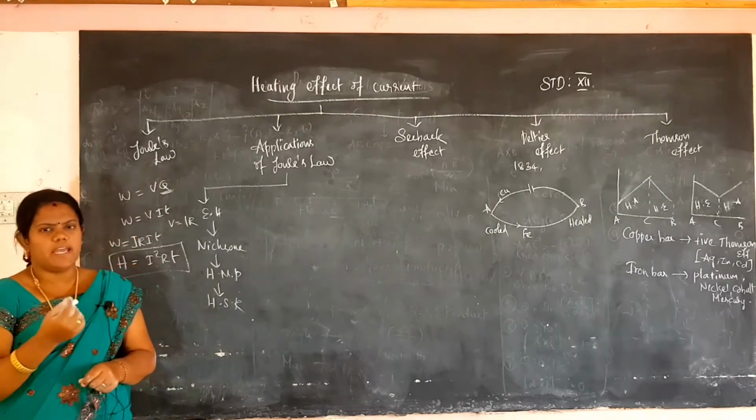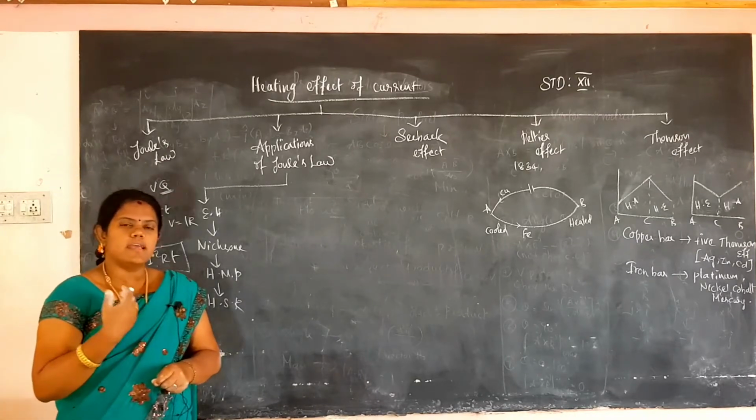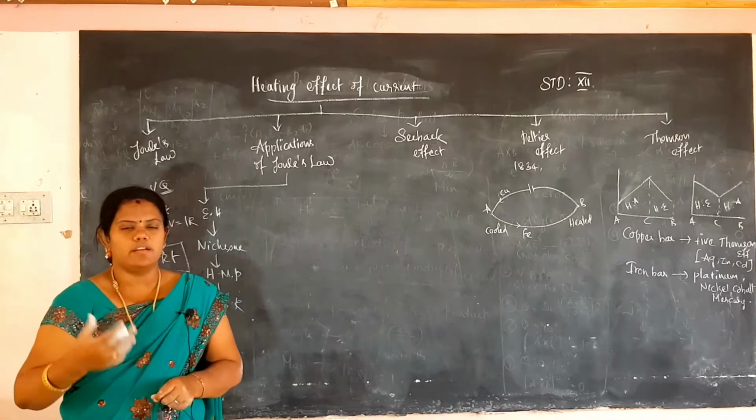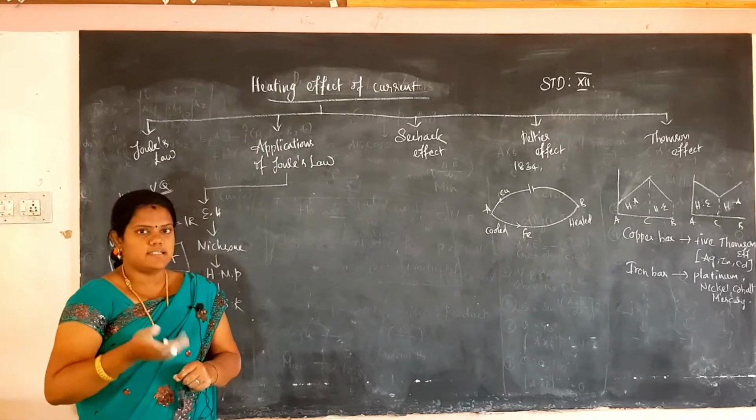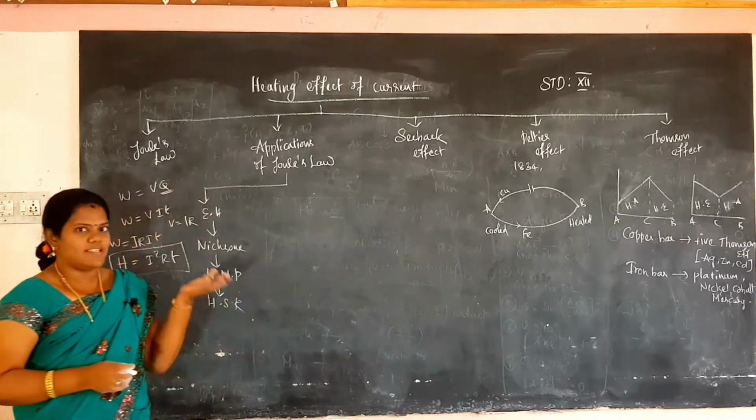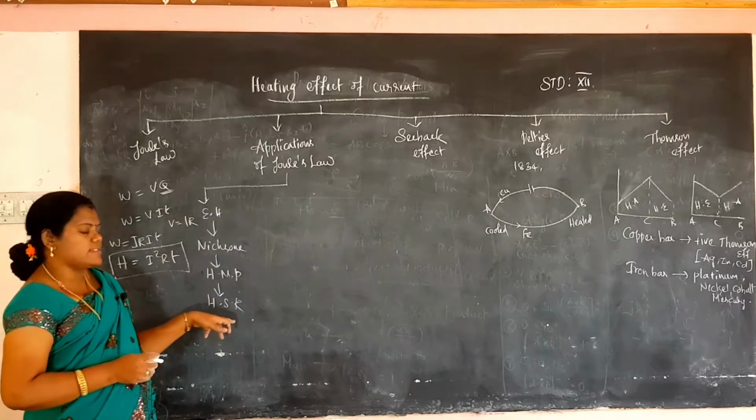What's the meaning of "cannot be oxidized"? You have to continuously apply the current, the rod will be continuously heated, and it should not vaporize or oxidize easily.